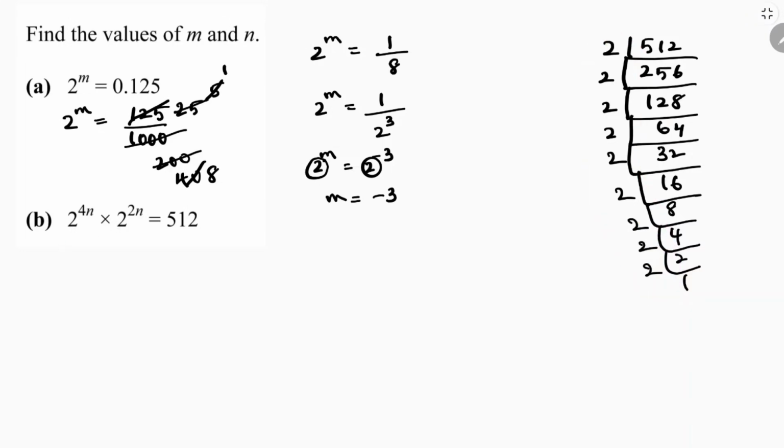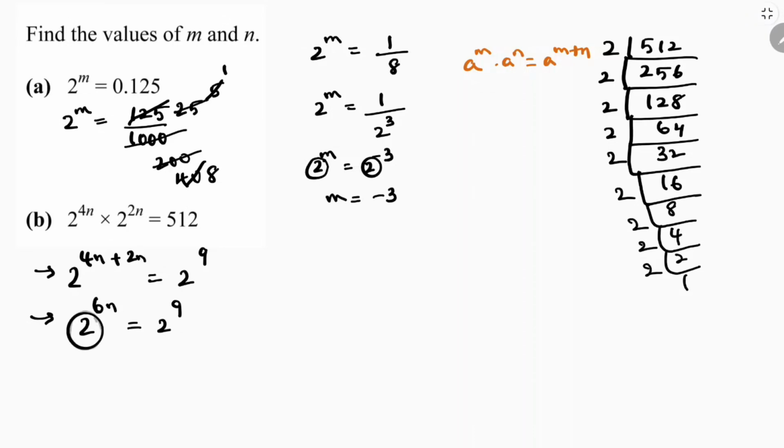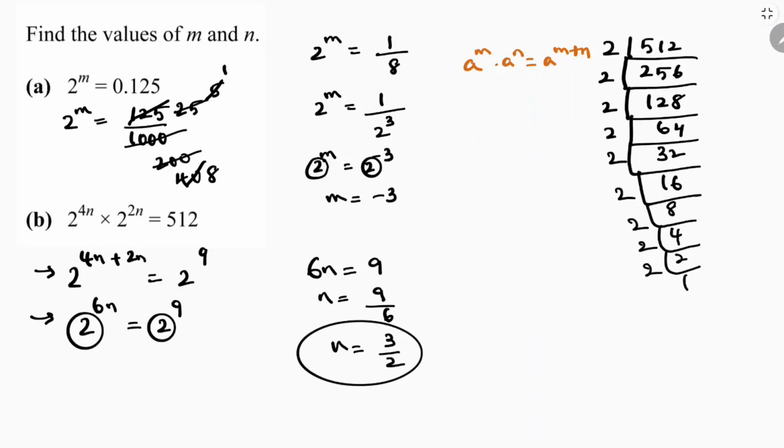So here bases are the same. So I can write a power m into a power n as a power m plus n. On the left side I'll get 2 power 4n plus 2n. 512 I can write as 2 power 9. So 2 power 6n equals 2 power 9. Now again bases are equal, so I'll equate the powers. 6n equals 9, n equals 9 by 6, n equals 3 by 2. So in this way we can calculate. So m value is minus 3, n is 3 by 2.